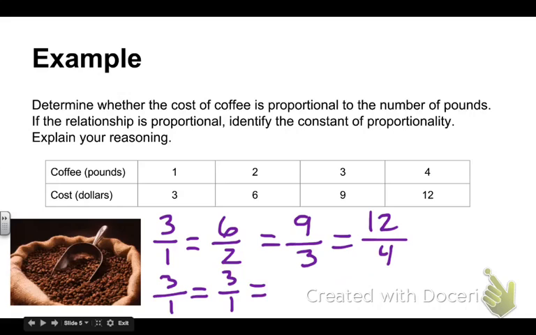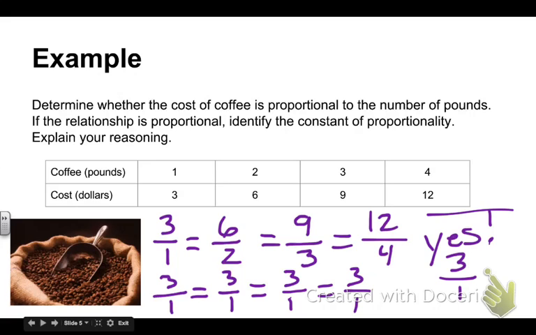Take 9 divided by 3, you get 3. You get 3 over 1. Take 12 over 4. If we divide by 4, we're going to get 3 over 1. Every single time, these are the same. So yes, this is proportional, and our constant of proportionality would be 3 over 1. Alright, explain our reasoning. Our work, our simplifying is the reasoning, or we could simply say, when we break this down to simplest terms, everything is 3 to 1.